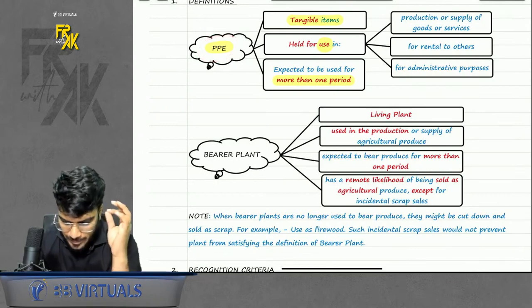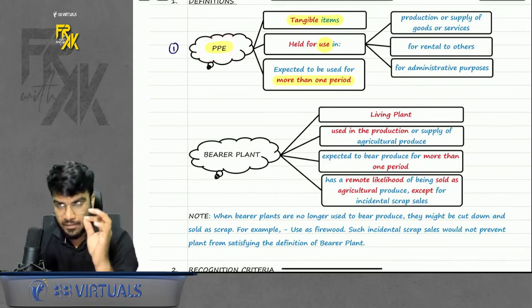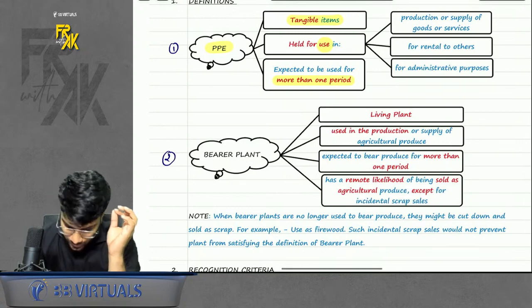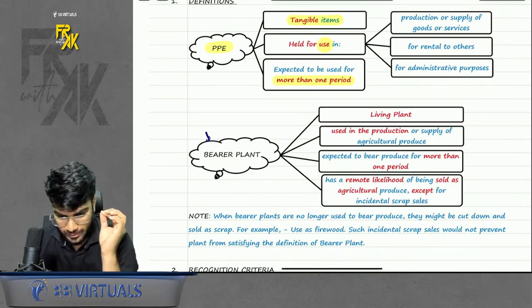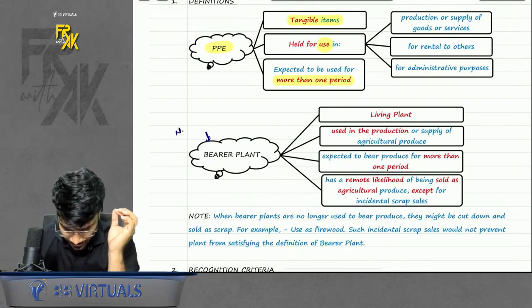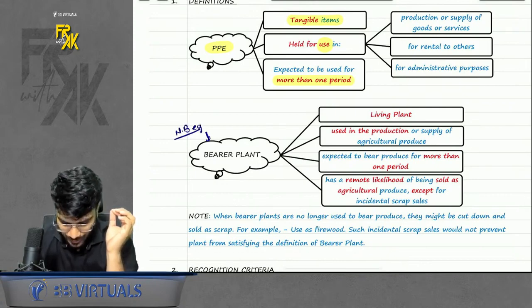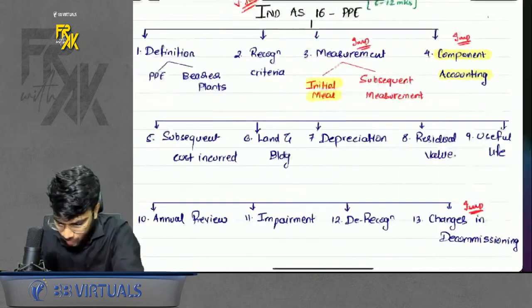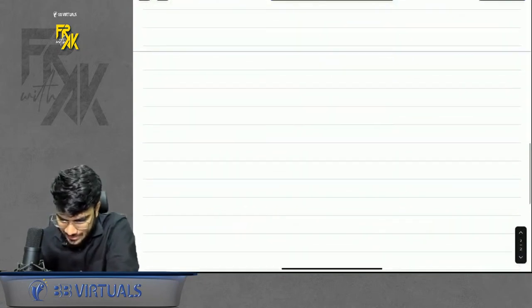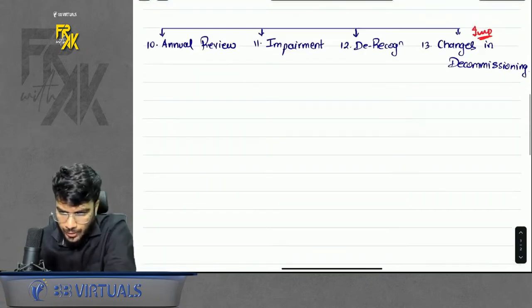Apart from the definition of PPE, there is one more definition which is covered, and that is the definition of bearer plant. To discuss this definition, we will have to write few points in the notes, right? So let's write NB example. What is the meaning of NB? NB means notebook. You are writing one example in a notebook. So let's open a notebook and write something.